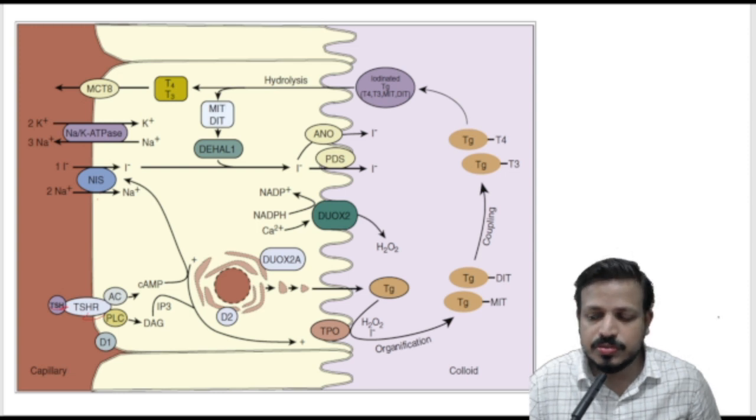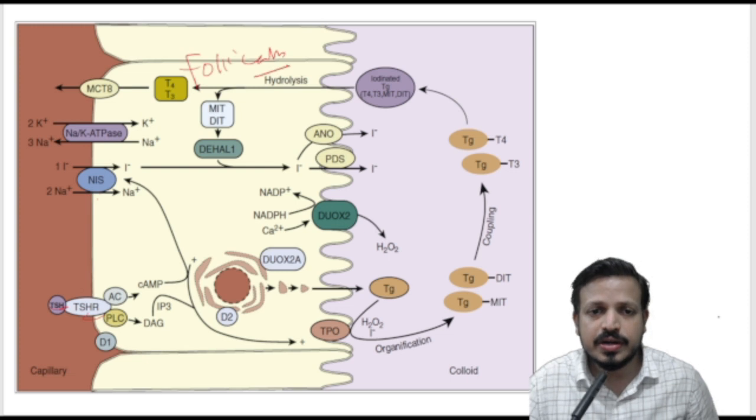See, this is the thyroid follicular cells. This is the follicular cells of the thyroid gland, and this is the basolateral side, and this is the basolateral membrane, and this is the lumen inside the thyroid follicle cells, and this is the apical membrane.